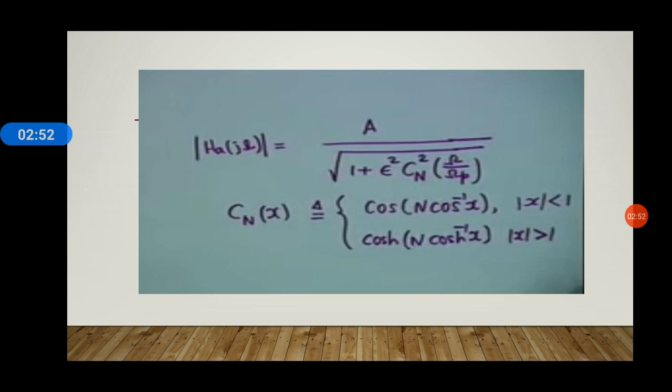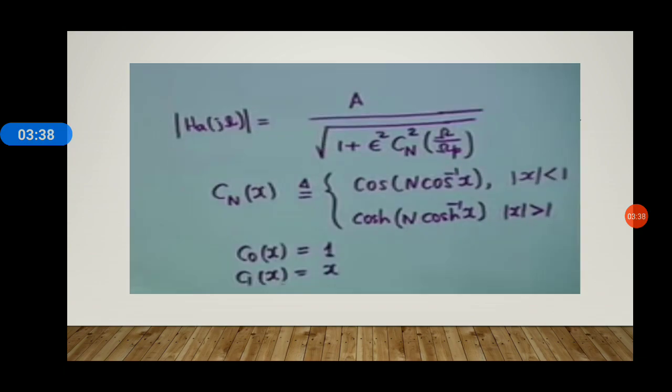Mod x less than 1 means if we compare it with the Chebyshev equation, in our case x is Ω by Ωp. If mod x is less than 1 means Ω by Ωp is less than 1. That is, Ω is less than Ωp, which tells about the pass band. And we know cos is an oscillatory signal which justifies the ripples in the pass band. Whereas when mod x is greater than 1, then we are talking beyond the pass band, and hyperbolic cos is monotonic, which justifies the monotonic decrement beyond the pass band.